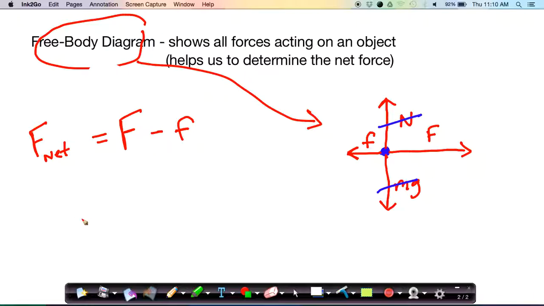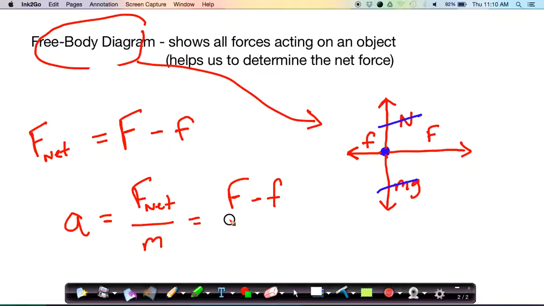So then, using Newton's second law, the acceleration would be equal to, of course, net force divided by mass, or in terms of our free body diagram, our pushing force minus the frictional force divided by mass. So now we have an equation specific to this example that would allow us to calculate the acceleration of the object. Okay, so let's just real quick make up some numbers here.